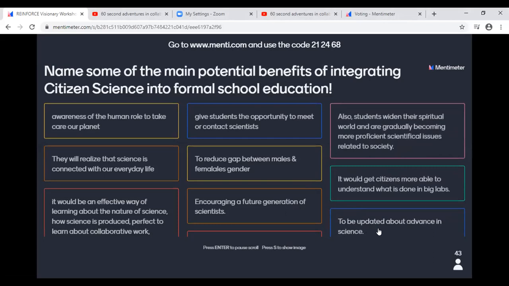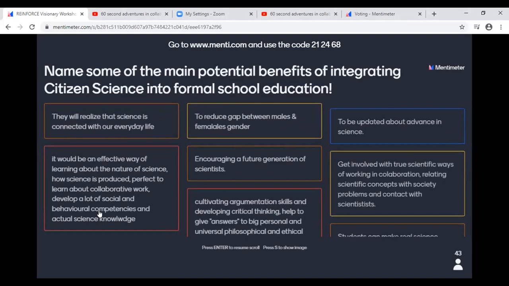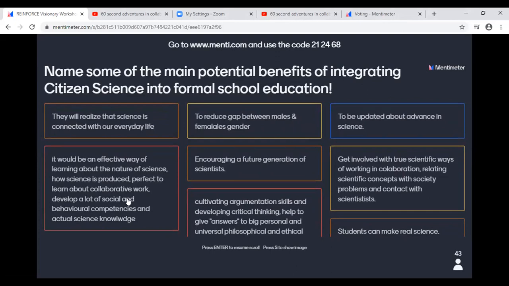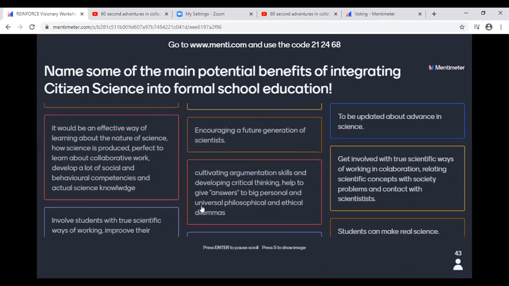To be updated about advanced science. So yeah, that could certainly be an interesting point, to use this to showcase the latest advancements in science. It could be an effective way for learning about the nature of science, how science is produced. Perfect to learn about collaborative work. I think that's a very important point. Develop a lot of social and behavioral competencies and actual science knowledge, so content knowledge. Cultivating argumentation skills, developing critical thinking. So yes, these are exactly the answers I was expecting and also hoping for.